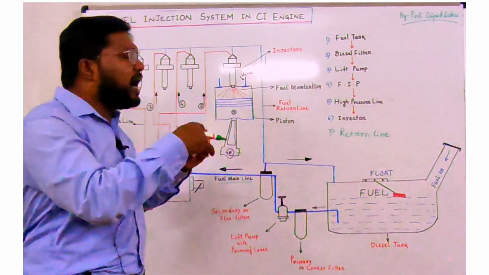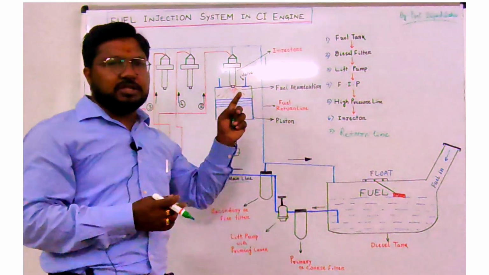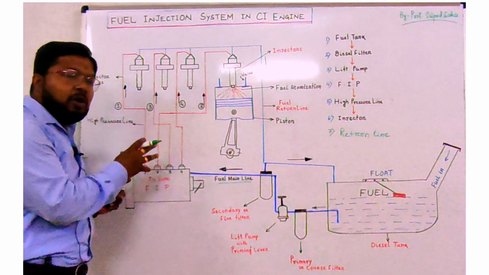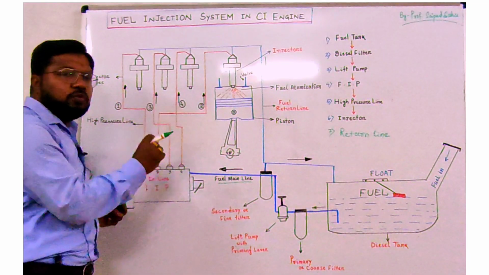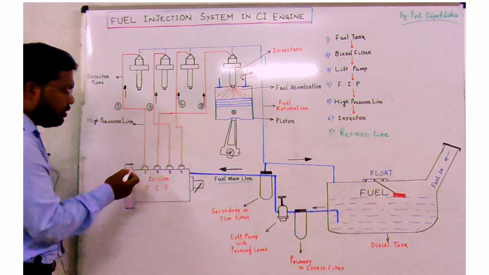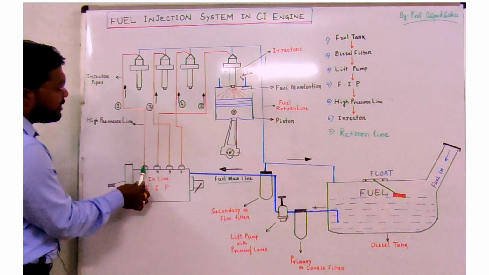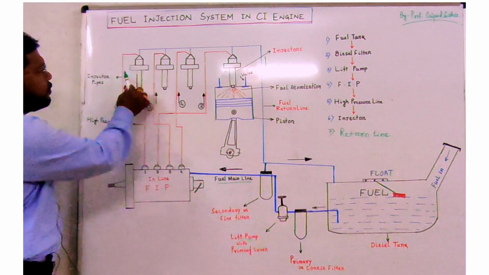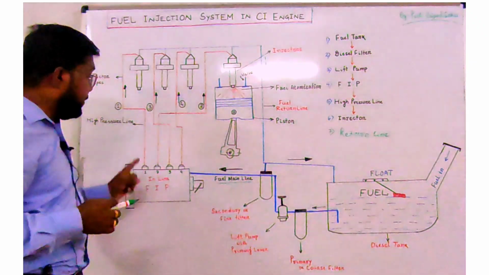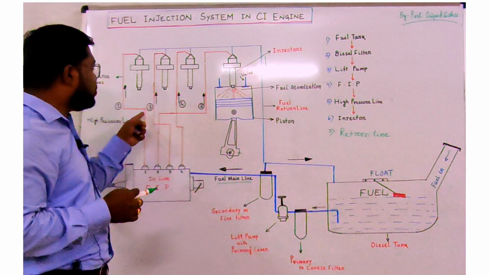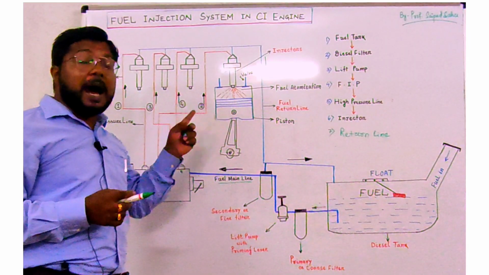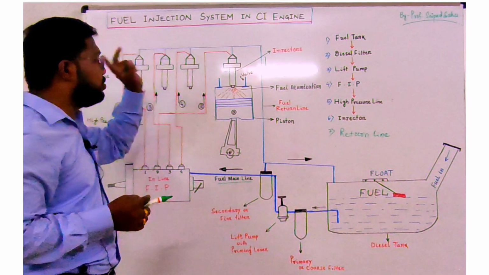You should remember, in another class we may discuss the advanced systems like CRDI or DCR system, but here in a common CI engine we are generating 200 to 250 bar of pressure. Now as the pressure is very high, you see the pipe that is connecting from the FIP to these injectors, these are known as the high pressure lines, because the diesel passing through these lines is at very high pressure, around 200 to 250 bar.